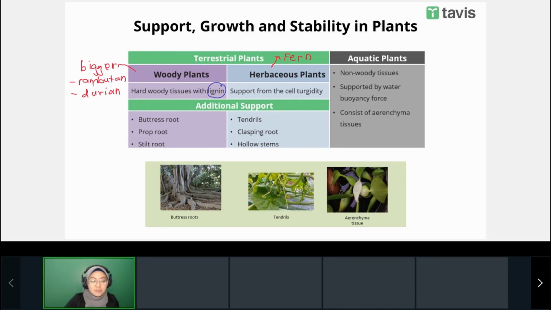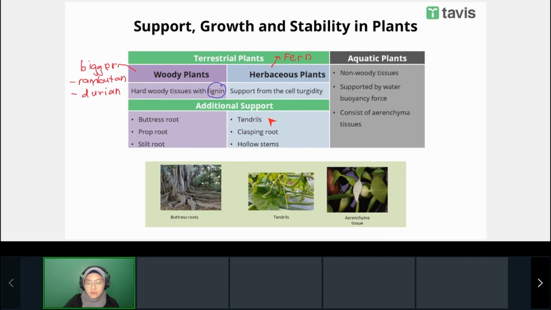Okay, for the terrestrial plant, it does have the rose. Rose is a small plant. It doesn't have wood, but the support is different. Yeah, Husna. Okay, the additional support for a woody plant, a buttress root. In the diagram over here, we have prop roots. As an example, maize. The prop roots are growing from the branches until the ground. Stilt roots for mangrove. This one is the example of the stilt root, a mangrove.